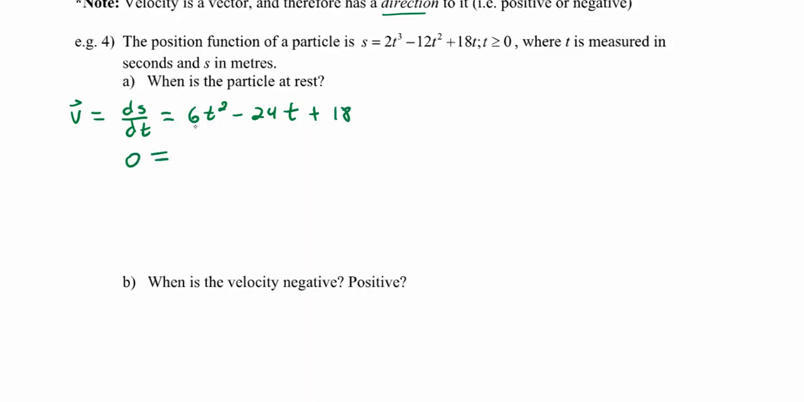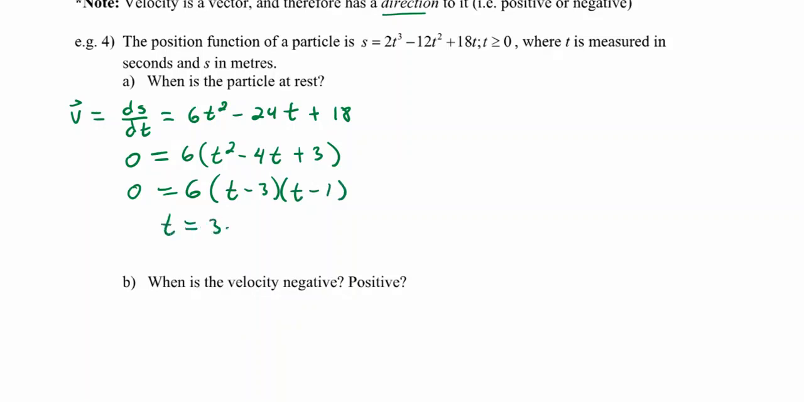And at the same time, why don't we factor this, make it look a bit nicer too. So 6 is common to all of these, so I'll factor a 6 out. So 6 times t squared minus 4t plus 3. Okay, and then we'll just factor. And we get t minus 3 and t minus 1 for our factors there. So then this is going to happen at t equal to 3 seconds and 1 second.